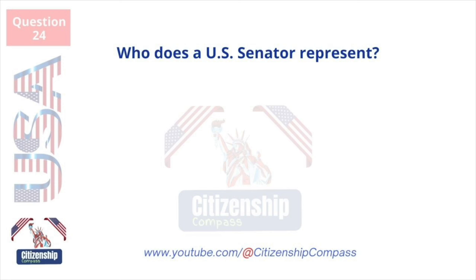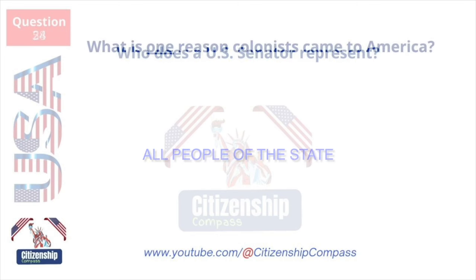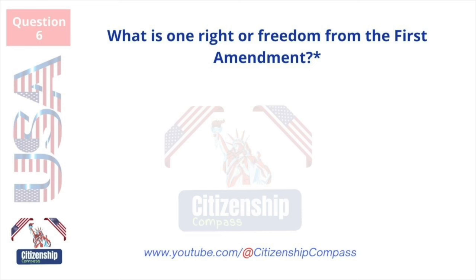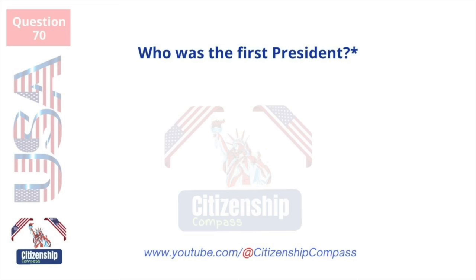Who does a U.S. senator represent? All people of the state. What is one reason colonists came to America? Freedom. What is one right or freedom from the First Amendment? Speech. Who was the first president? George Washington.